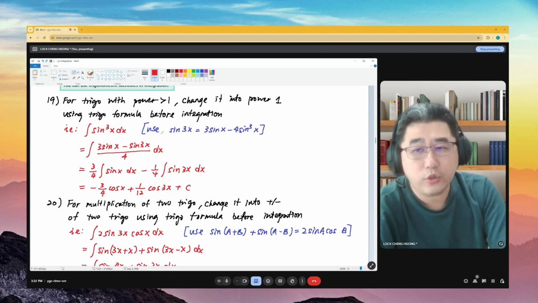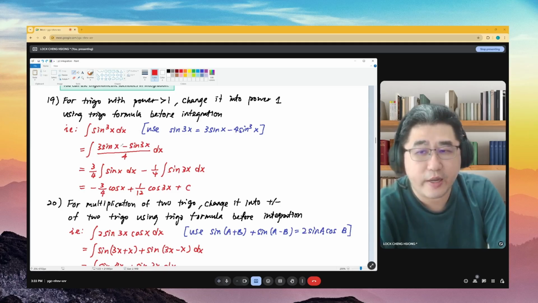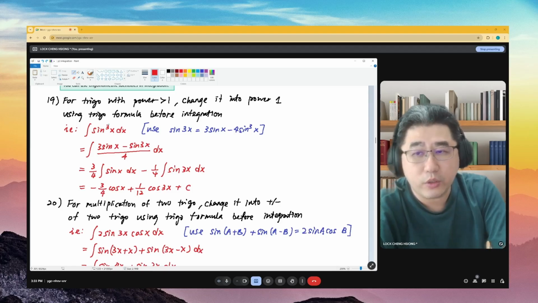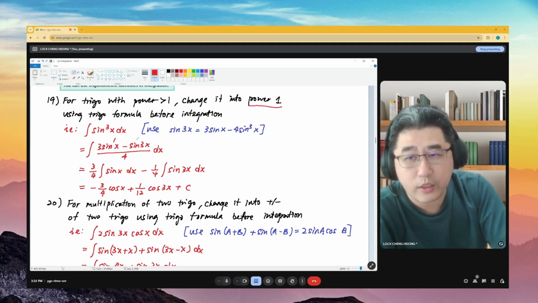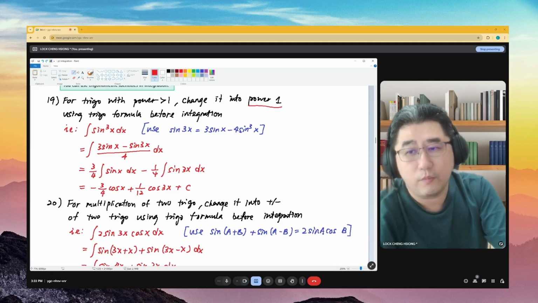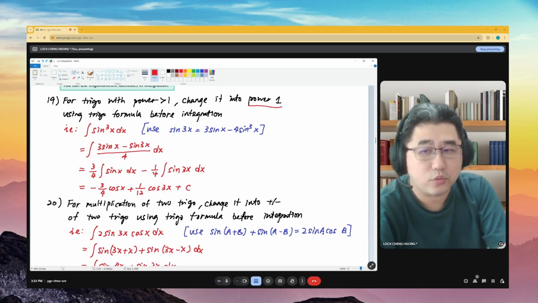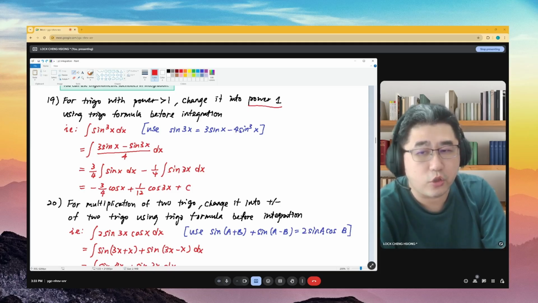Then, by rearranging this, I have sine cubed x equals 3 sine x minus sine 3x over 4. From rule 19, we chop the power more than 1, which is 3, and change it into power 1. Simplifying and rearranging nicely, I have 3 over 4 integral of sine x minus 1 over 4 of sine 3x. Integral of sine x gives negative cos, and integral of sine 3x gives negative cos 3x over 3. Therefore, this will be the answer that I get.